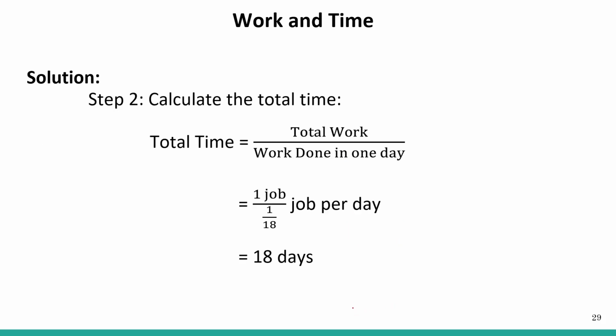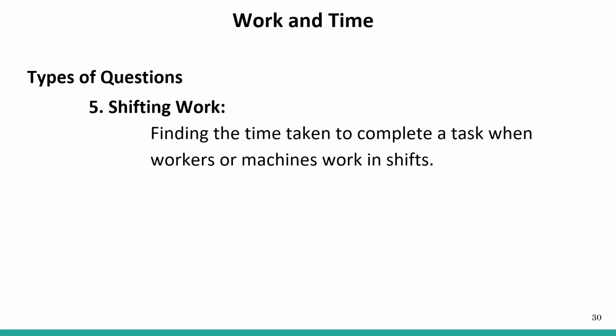So step 2 is calculating the total time. Calculating the total time is very easy, that is total work by work done in 1 day. So 1 job by 1 by 18 is equal to 18 days. Okay. So let's see the type of question, that is shifting work. So finding the time taken to complete a task when workers or machines work in shifts. Okay. So basically when anyone works in shifts, there comes the concept of shifting work.